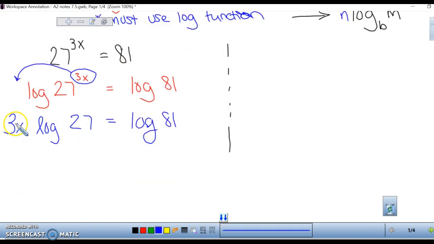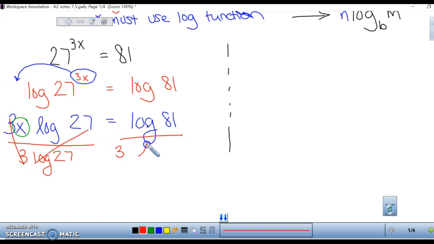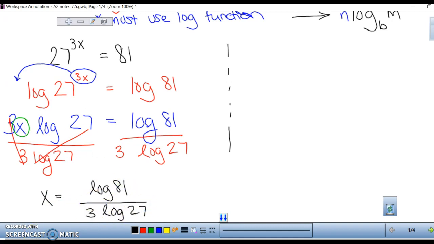So now that 3x is down in front being multiplied by log 27, and it's equal to log 81. We're going to solve for x. We need to get x alone. So everything's being multiplied. The opposite of multiplication is division. So we're going to divide by 3 and log 27 on both sides to get x alone. So x is equal to log 81 divided by 3 times log 27.